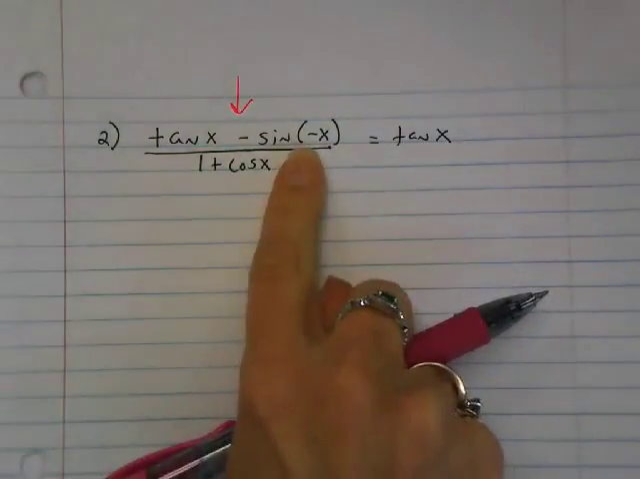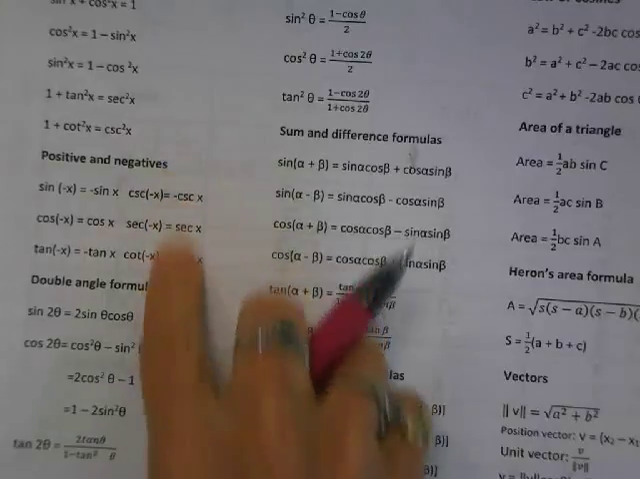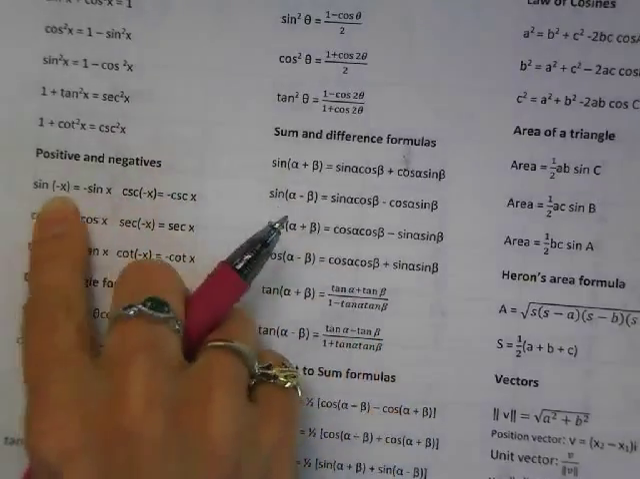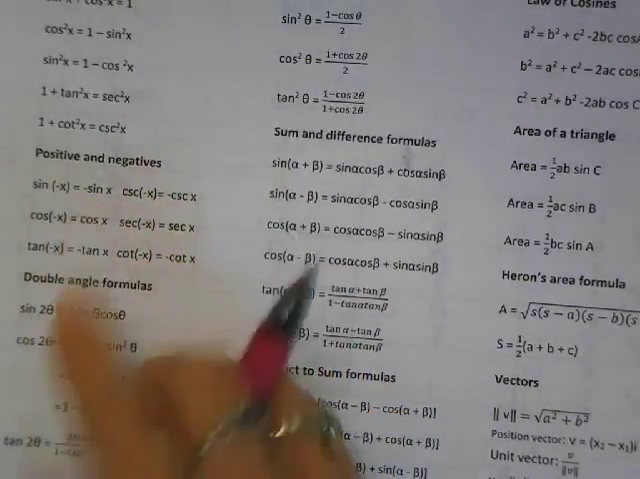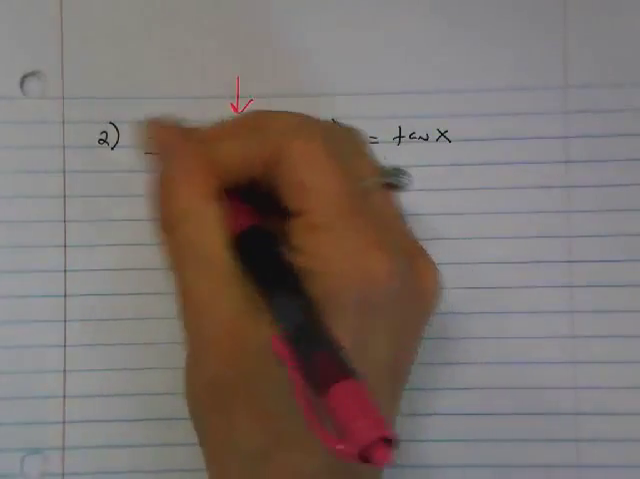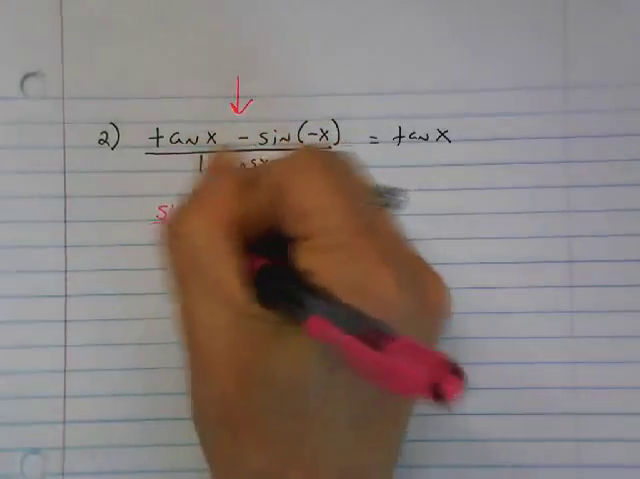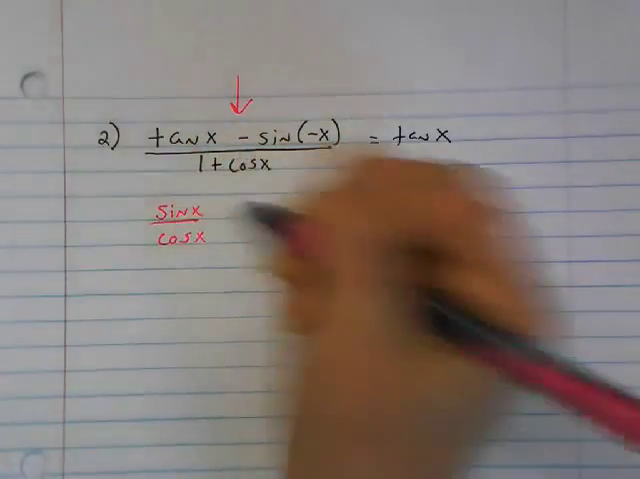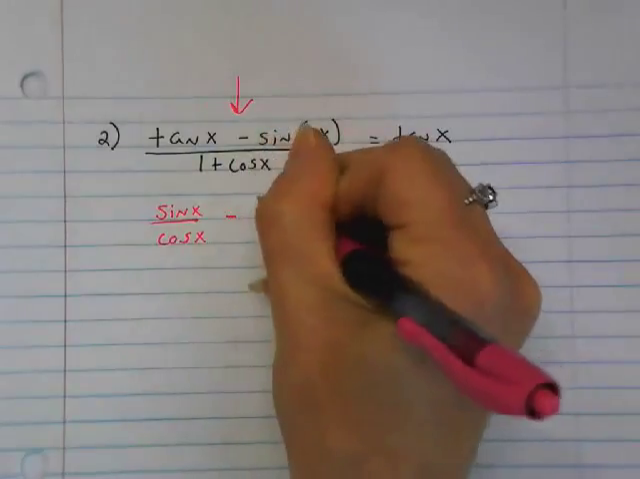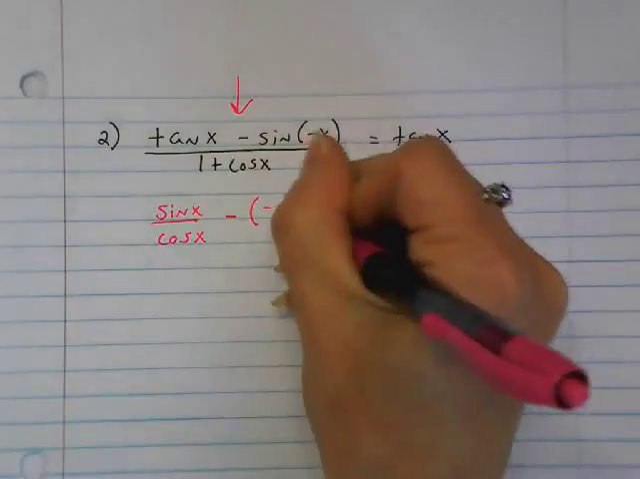Notice this whole sine negative x. So let's actually expand our horizons now and look at these positives and negatives as well. So sine negative x is the same as negative sine of x. Alright, let's write everything in terms of sines and cosines. So tangent is sine x over cosine x minus, I can make a substitution here that this is negative sine x.